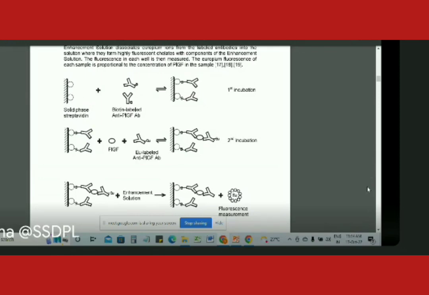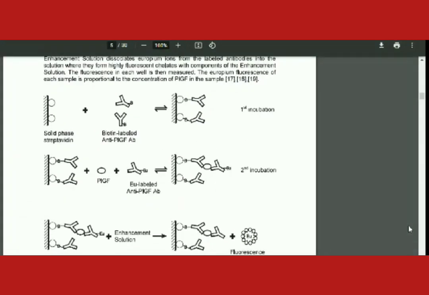Yes, this is the process which is followed for each hormone and each protein. This is just an example of one. There is a solid phase where streptavidin is coated onto it. To that we add biotin-labeled antibody. Here I have given PIGF, but it would be the same for hCG, uE3, and PAPP-A. Those are nothing but labeled antibodies.